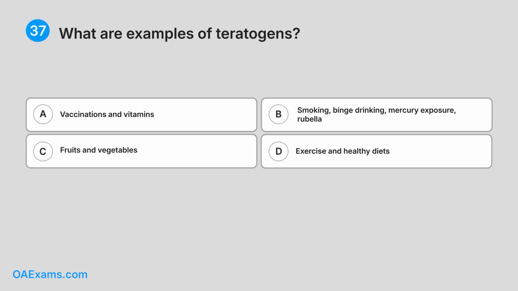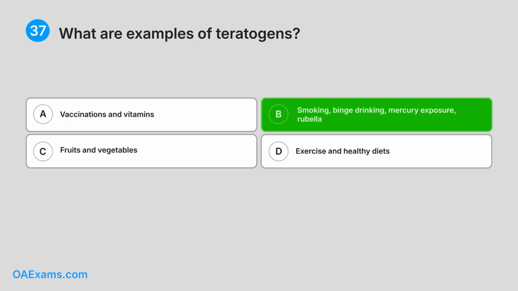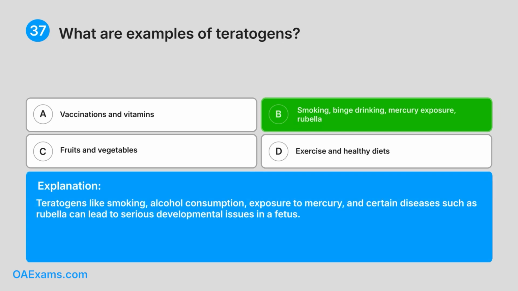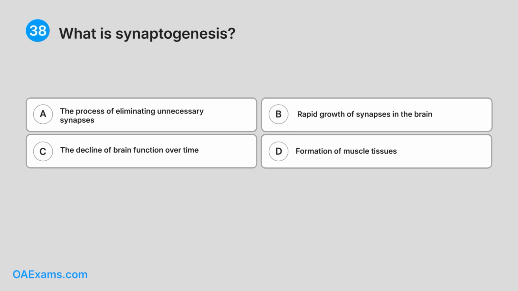Correct answer. B. Smoking, binge drinking, mercury exposure, rubella. Explanation. Teratogens like smoking, alcohol consumption, exposure to mercury, and certain diseases such as rubella can lead to serious developmental issues in a fetus.